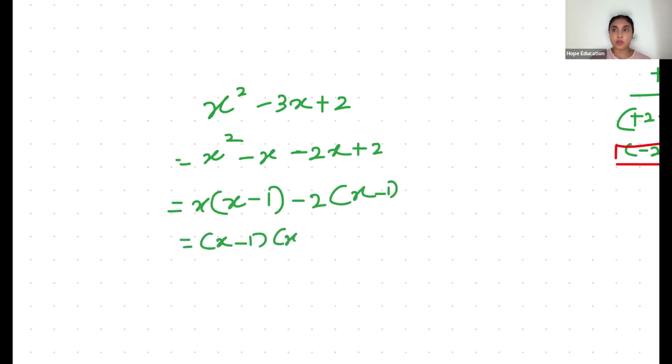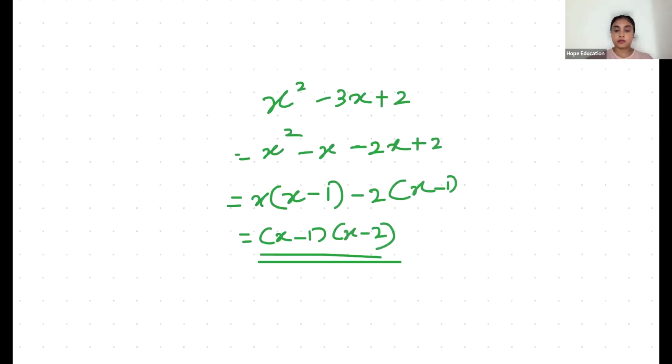Did you all understand how this factorization happened? Okay. X minus 1, x minus 2.